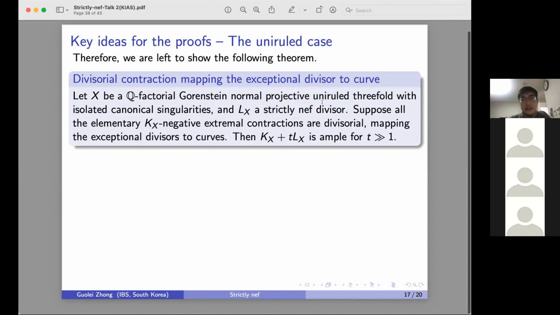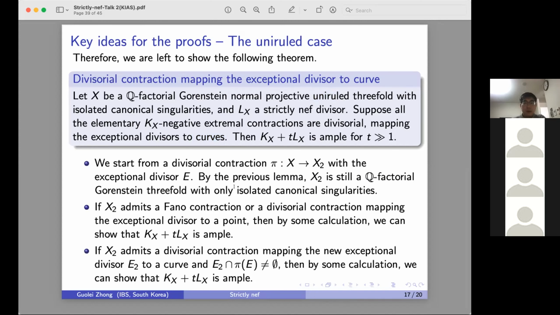And there is a string length divisor Lx, and suppose all the elementary K-negative extremal contractions are divisorial, mapping the exceptional divisors to curves. Then we can show it is ample. So this is the most technical and difficult part in this project. I just give a main idea here, but I will try to simplify the idea.